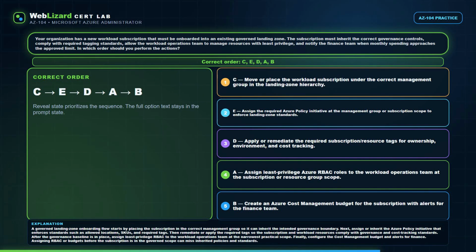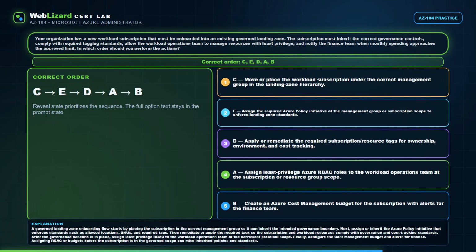Then, remediate or apply the required tags so the subscription and workload resources comply with governance and cost tracking standards. After the governance baseline is in place, assign least privilege RBAC to the workload operations team at the narrowest practical scope. Finally, configure the Cost Management budget and alerts for finance. Assigning RBAC or budgets before the subscription is in the governed scope can miss inherited policies and standards. Exam clue. For landing zone governance, think hierarchy first. Management group placement, policy inheritance enforcement, tagging compliance, RBAC delegation, budget alerts.